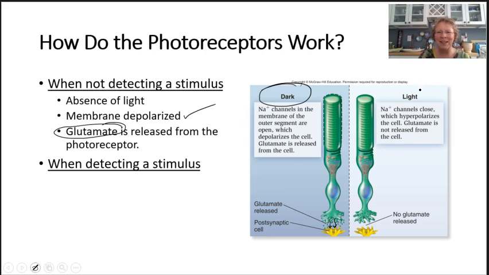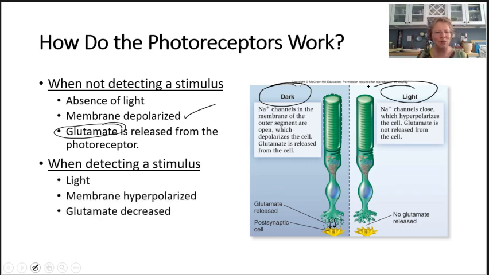So what happens when it's light? When light is present, the membrane is hyperpolarized. Remember, hyperpolarized means that it's not sending that signal. We've closed our sodium gates. We're reestablishing that membrane potential. We're not sending an action potential. So we're actually not sending that neurotransmitter. Well, it's the absence of the neurotransmitter that signals that neuron to send a message to our brain. So photoreceptors are kind of backwards, but it gives them a very rapid response time.